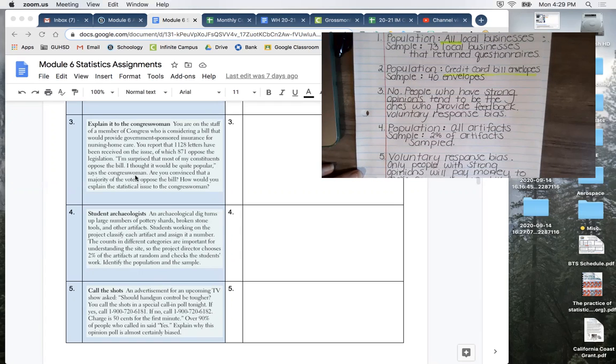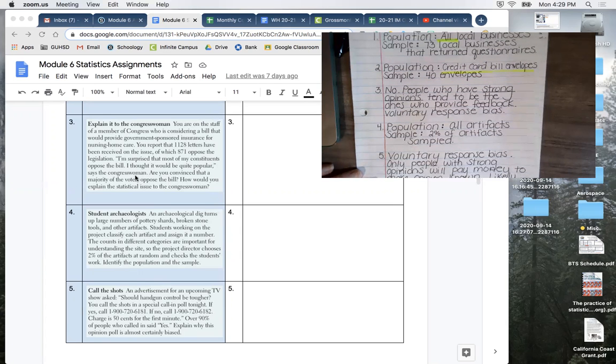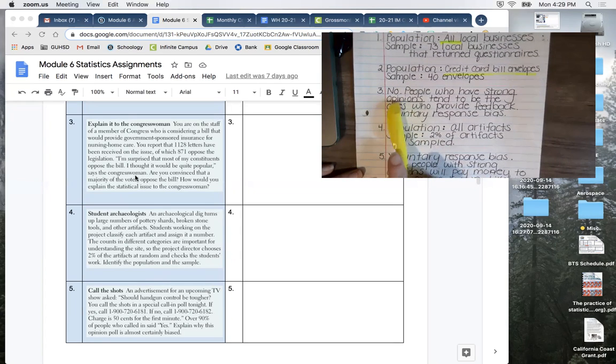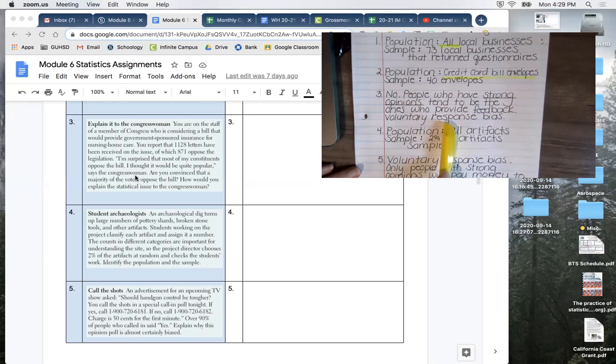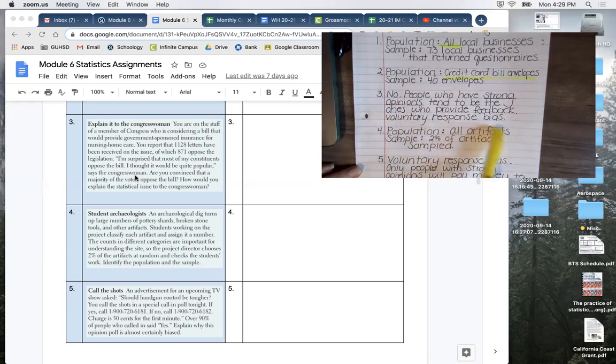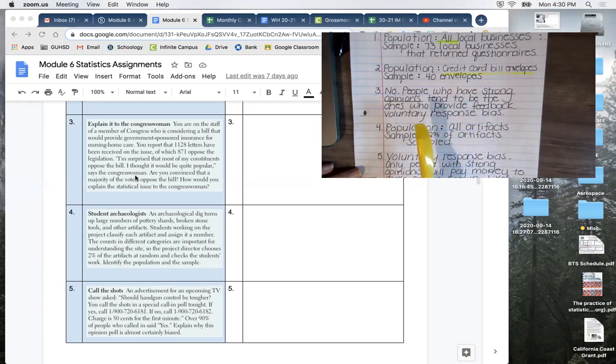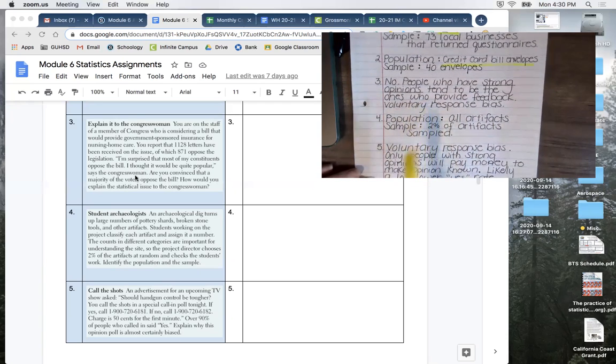Are you convinced that a majority of the vote would oppose the bill? How would you explain this statistical issue to this Congresswoman? No. People who have strong opinions tend to be the ones who provide feedback through voluntary response. This is voluntary response feedback. I believe that it would be a much higher percent than what is here that would actually be for the bill. So no, people who have strong opinions tend to be the ones who provide feedback. Therefore, she should go ahead with the bill and see what it would look like.